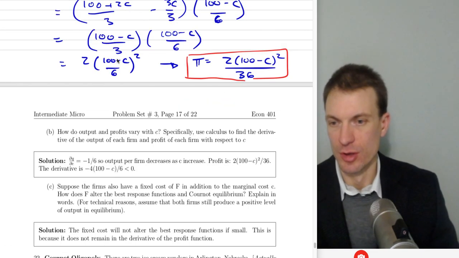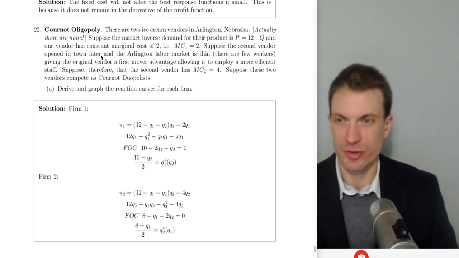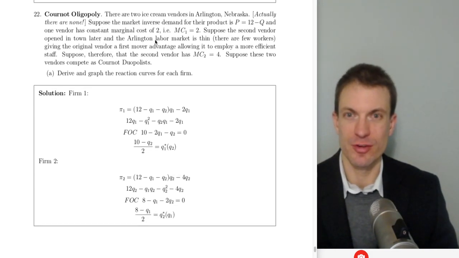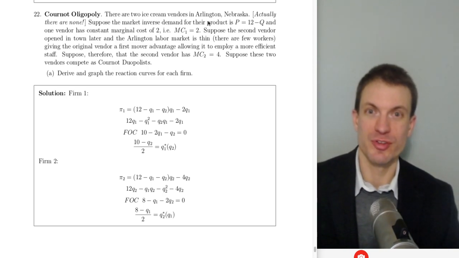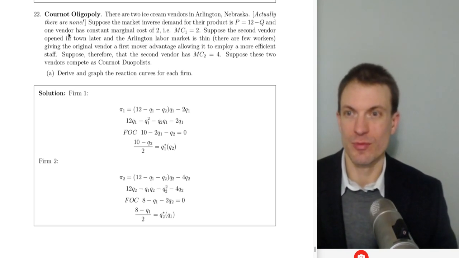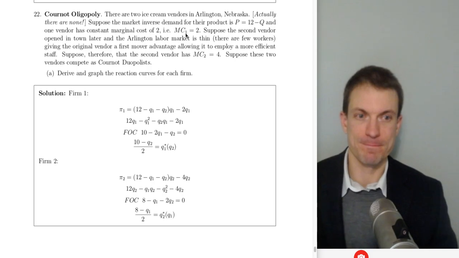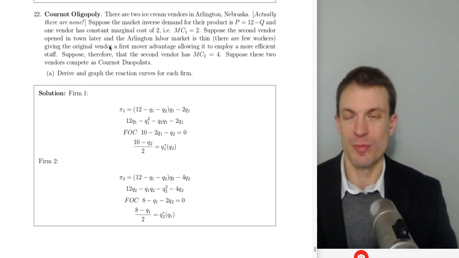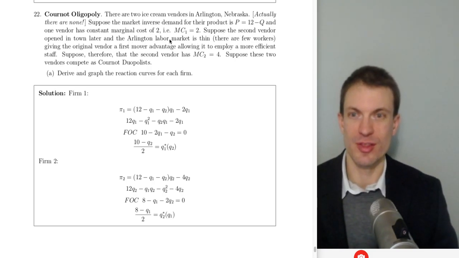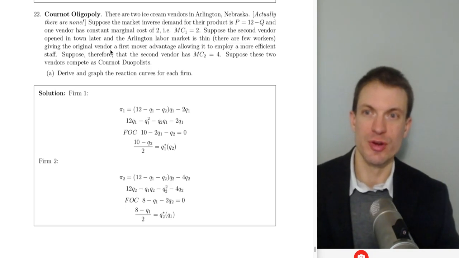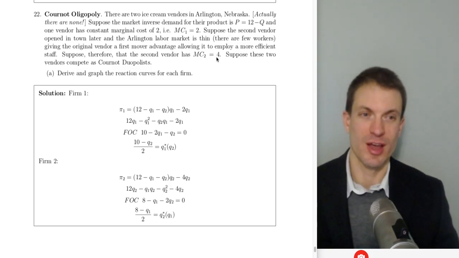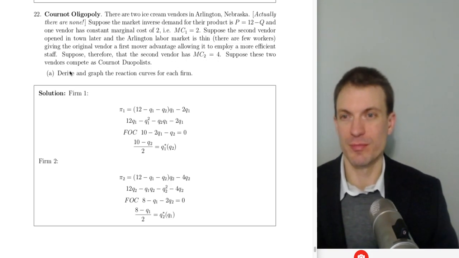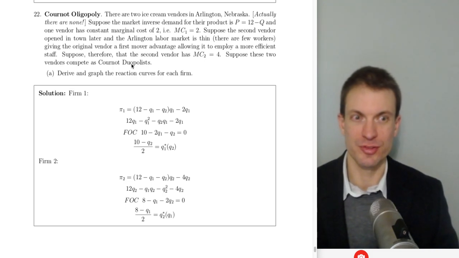Okay, whatever. So here's Cournot Oligopoly. There are 2 ice cream vendors in Arlington, Nebraska. Actually, there are none. Suppose the market inverse demand is 12 minus Q. One vendor has a constant marginal cost of 2. Suppose the second vendor opened up later and the labor market is thin. There are very few workers, so the original vendor has a first mover advantage. It can employ a more efficient staff. Therefore, the second vendor has a higher marginal cost. Suppose they compete as 2 Cournot duopolists.